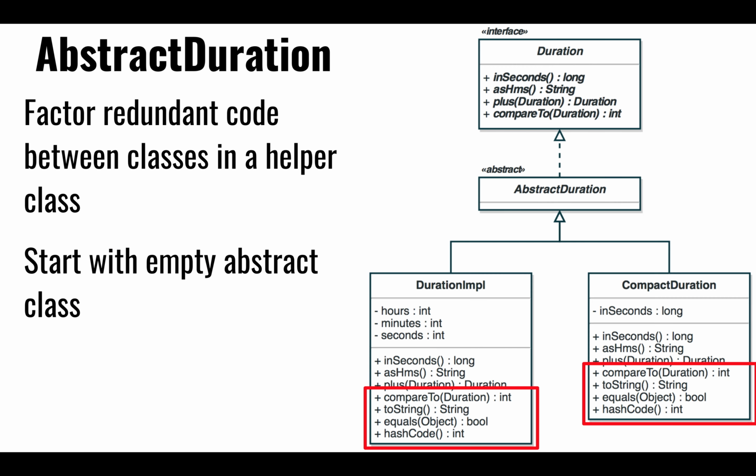And so this class diagram, the way to implement it is that we're going to have to go in and tweak a little bit our implementation classes. Instead of having the duration impl implement the interface, it's going to extend the abstract duration. Instead of the compact duration implementing the duration interface, it's going to extend the abstract duration. So it's going to sit right in the middle. And instead of these two implementing the duration, we're going to have the abstract duration implement the duration interface. Yes? So it's going to sit right in the middle of the two.